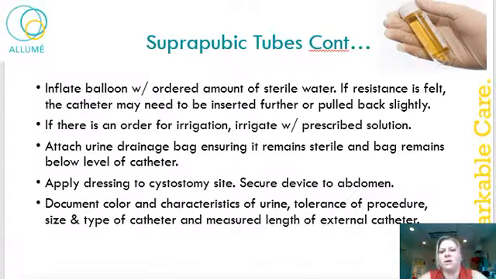Inflate the balloon with the ordered amount of sterile water. If resistance is felt, the catheter may need to be inserted further or pulled back slightly. If there is an order for irrigation, irrigate with the prescribed solution. Attach the urine drainage bag, ensuring it remains sterile, and the bag remains below the level of the catheter. Apply dressing to the cystostomy site.